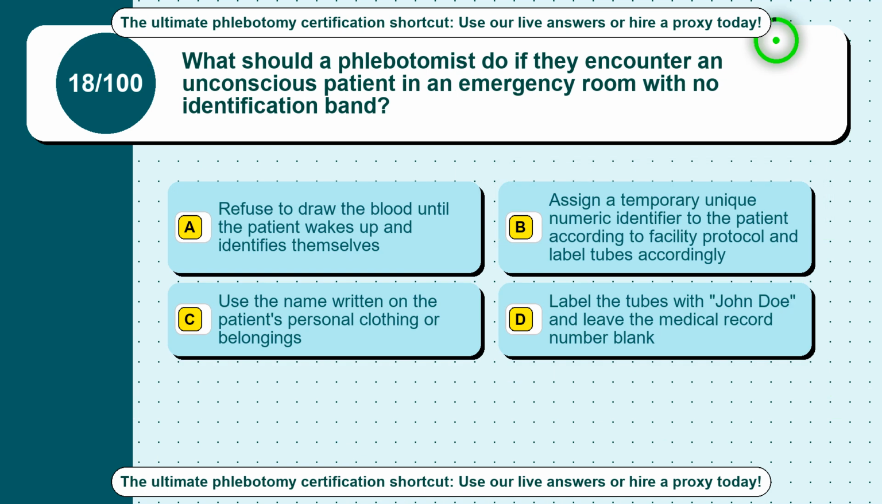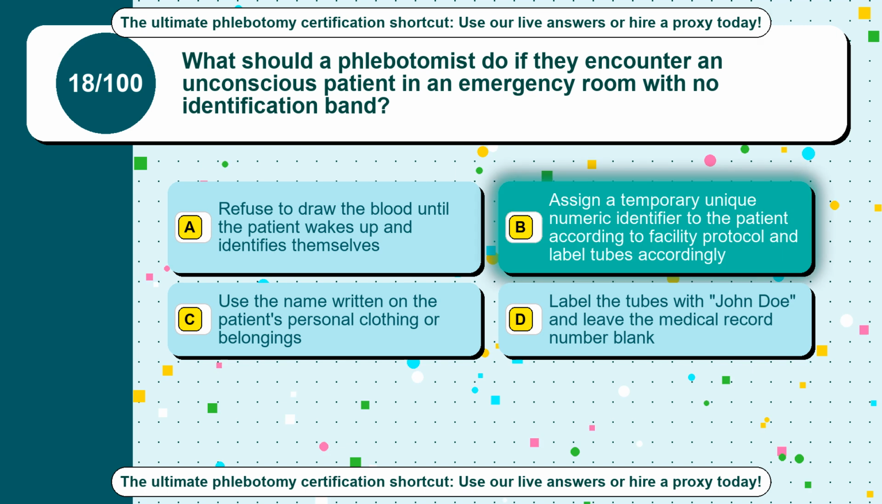Question 18. What should a phlebotomist do if they encounter an unconscious patient in an emergency room with no identification band? Option A. Refuse to draw the blood until the patient wakes up and identifies themselves. Option B. Assign a temporary unique numeric identifier to the patient according to facility protocol and label tubes accordingly. Option C. Use the name written on the patient's personal clothing or belongings. Option D. Label the tubes with John Doe and leave the medical record number blank. The correct answer is option B. Assign a temporary unique numeric identifier to the patient according to facility protocol and label tubes accordingly.